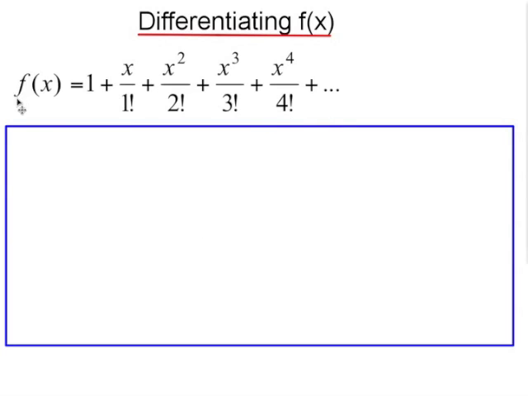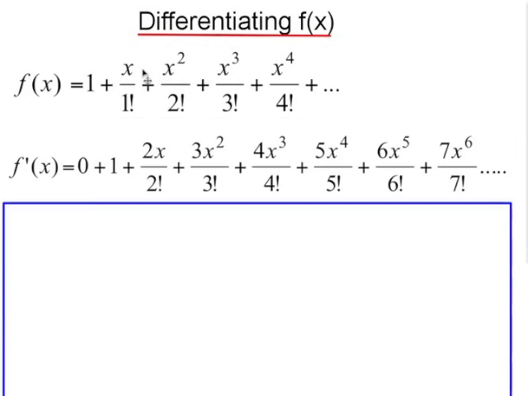Now we're going to consider differentiating this function f of x. So we'll look at each term one by one. The derivative of 1 is 0, and remember, when we're differentiating we reduce the power of x by 1 and multiply by the original power. So x to the power of 1: if we multiply by 1 and reduce that power by 1, we've now got 1 times 1 over 1, which is 1.